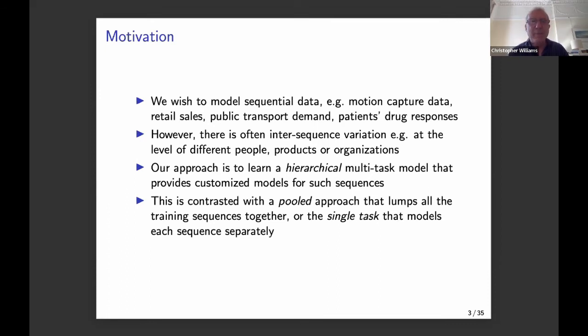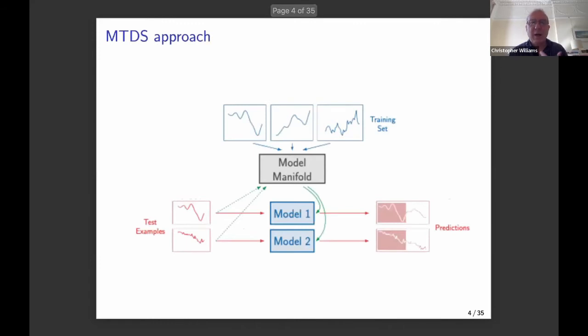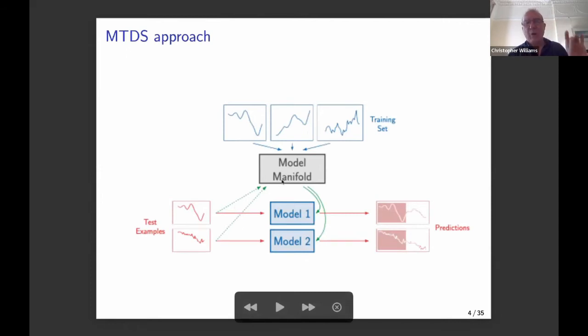So graphically, in the multi-task dynamical systems approach, we're going to have some training set, and we're going to learn some latent variables that characterize the kinds of different patterns we see across, let's say, different patients. And then when we come to test patients, we'll identify where on the model manifold each of those test examples is, and that will allow us to make predictions for them that are customized.